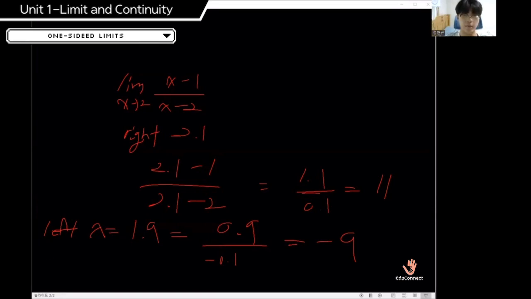But we can see that from the right and the left side, as we are somewhere close to 2, the values of our function are approaching drastically different things. So I can conclude just from this small example that the limit is not going to exist. So using the right side and left side limits will help us conclude where the limit does not exist.